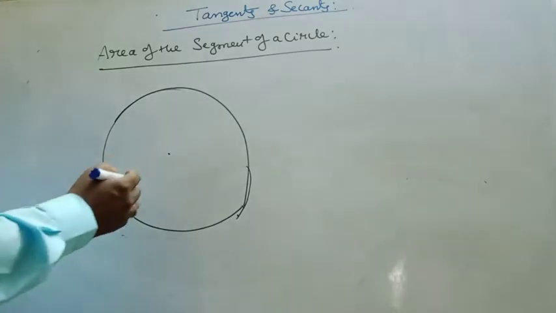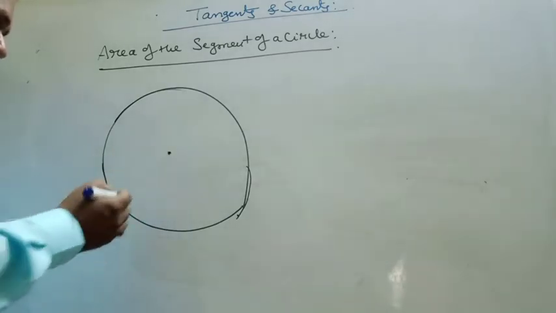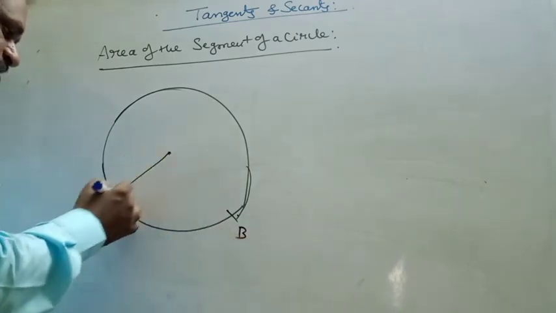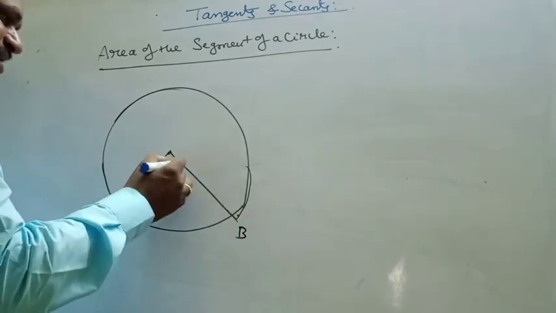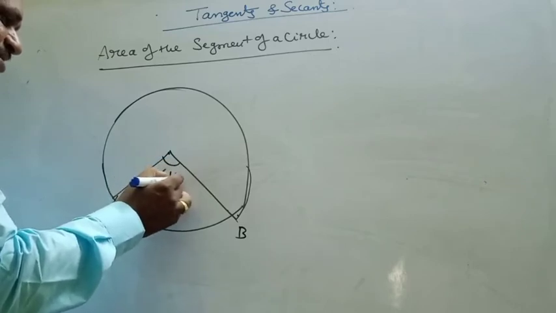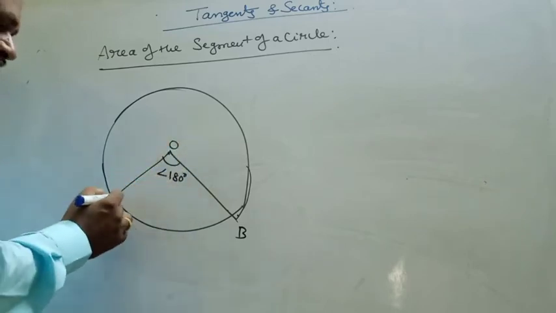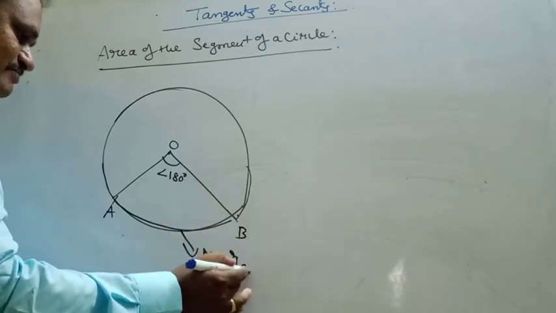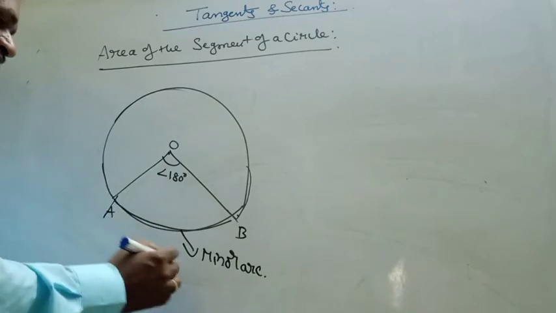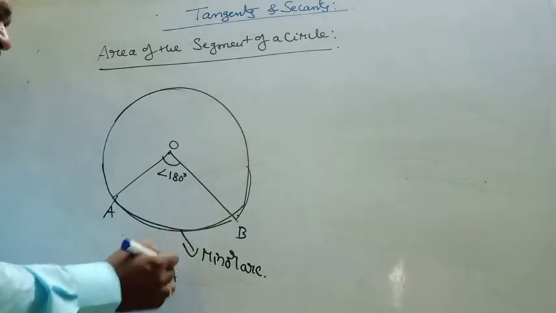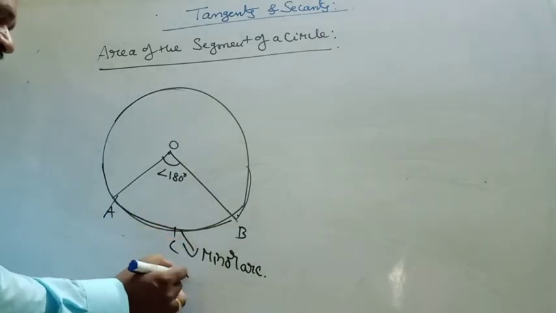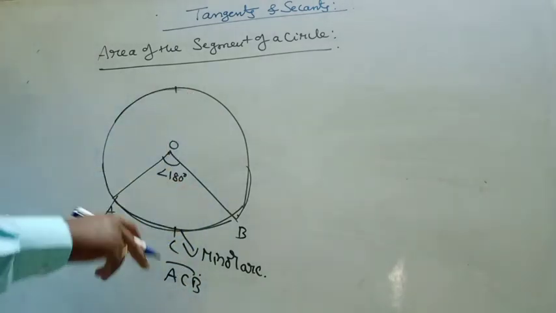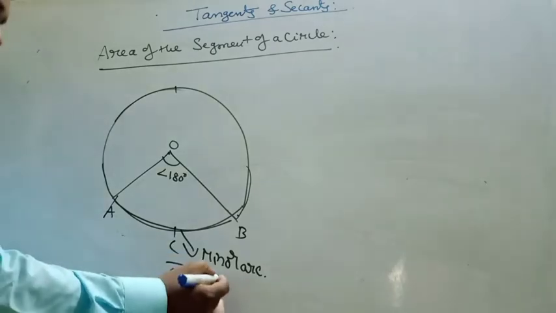Right, my dear students, what do you mean by a minor arc? Suppose I am taking an arc AB. If this makes an angle less than 180 degrees at the center, then you call this arc a minor arc. Now if I take a point C to get a proper meaning, ACB is a minor arc.